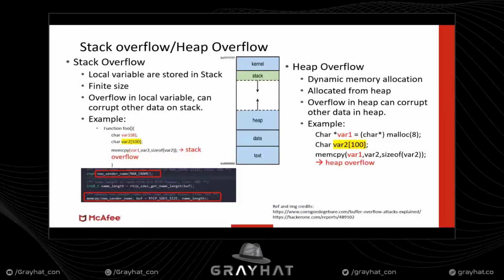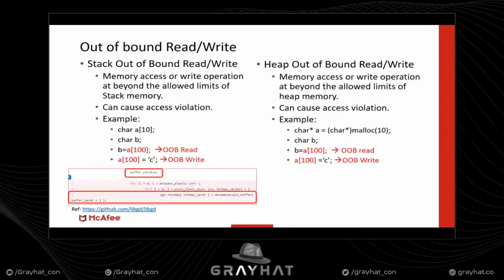Since variable 1 is of size 8, when memcpy copies 100 bytes of data to this, it will lead to a heap buffer overflow, and that will lead to program corruption or undefined behavior. So this is what stack overflow and heap overflow are. Now let's move on to another topic, that is out of bound read and out of bound write.